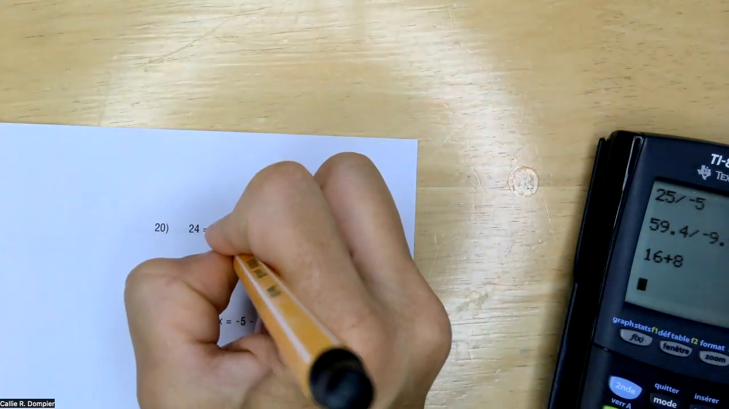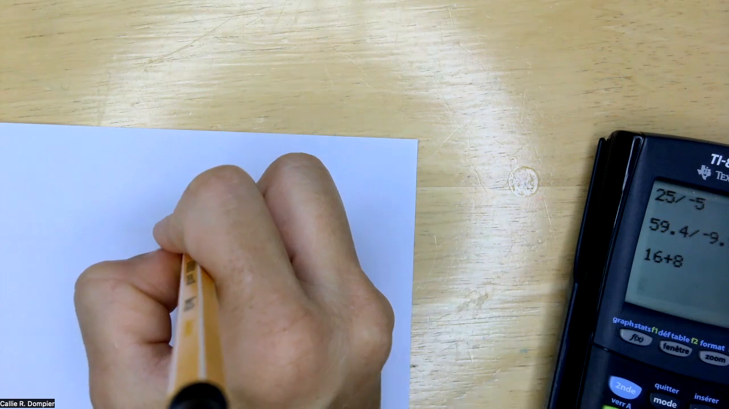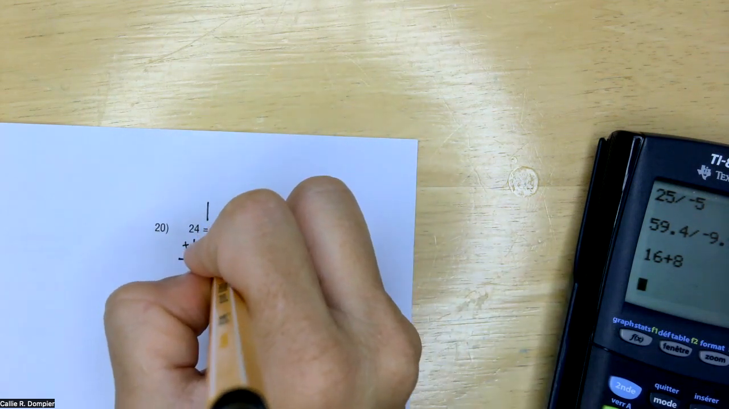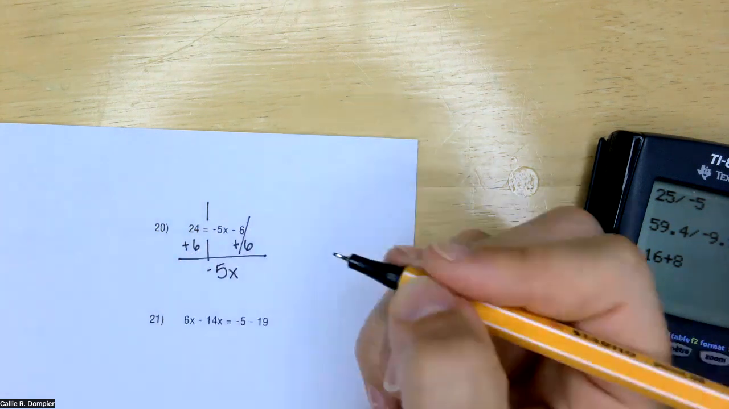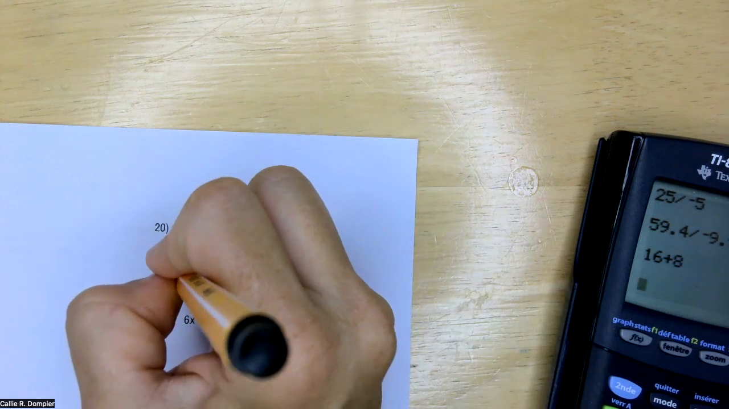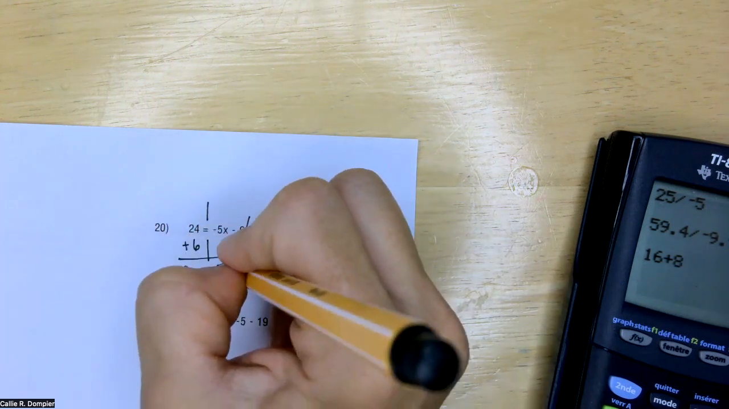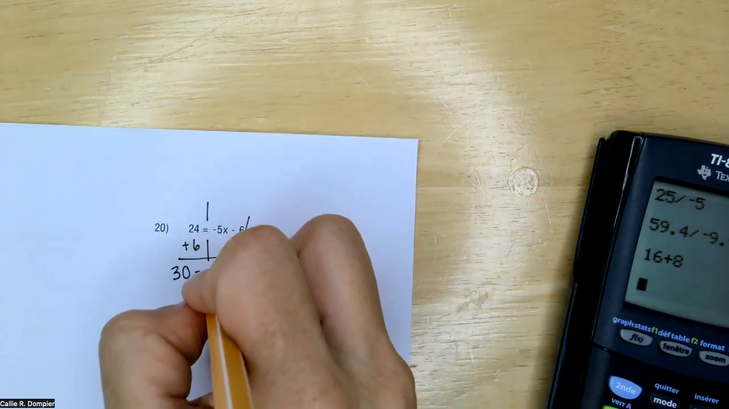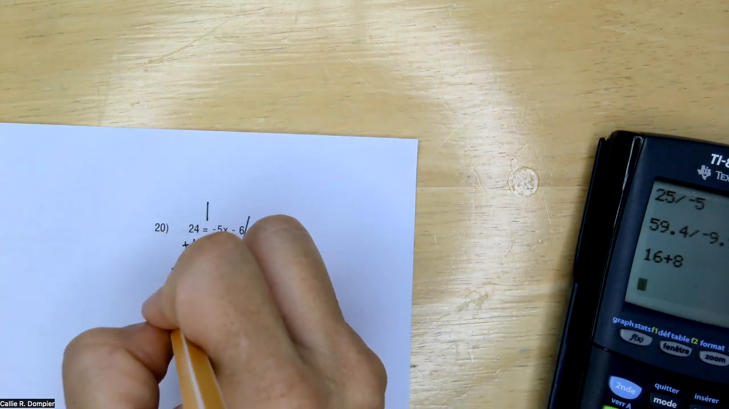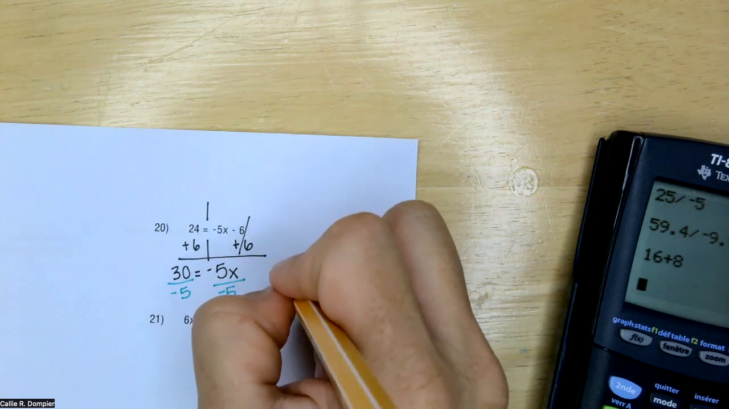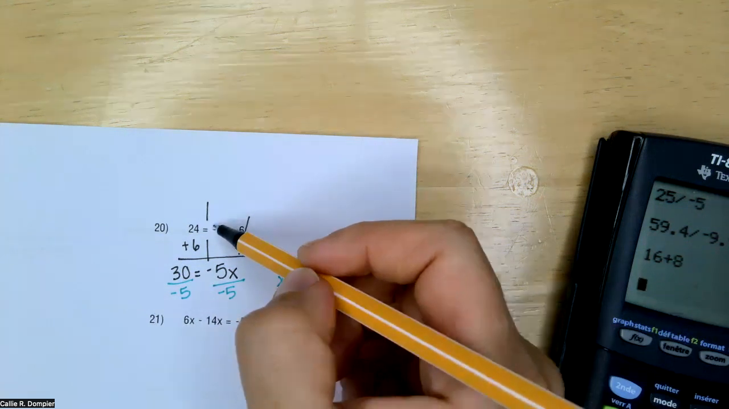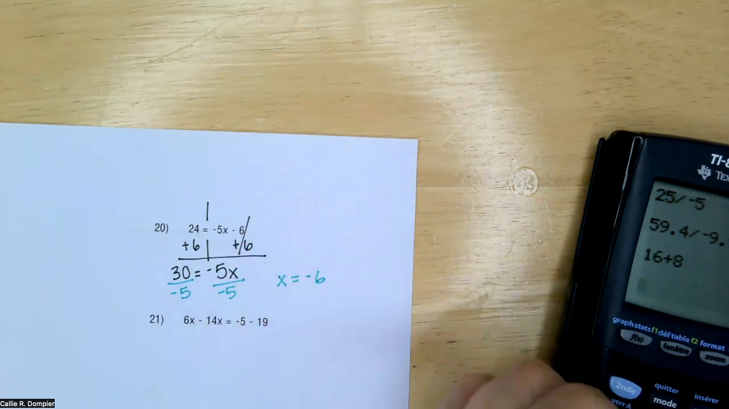Here, start with addition and subtraction. So we're going to add 6 to cancel. Don't forget that that's a negative 5x, okay? Like I did. 24 plus 6 is 30. 30 equals negative 5x. Next step is divide by, not just 5, but negative 5. 30 divided by negative 5 is negative 6. Negative 6 times negative 5 will give me a positive 30 minus 6 is 24.